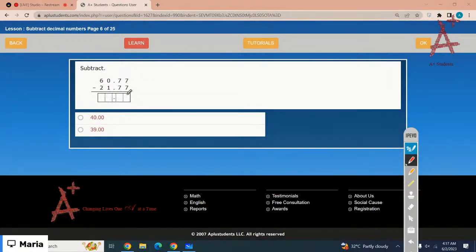7 take away 7 is 0, 7 take away 7 is 0, 0 take away 1, you cannot subtract 1 out of 0, so you have to borrow 1. Here you have 5 and here you have 10. So 10 take away 1 is 9 and 5 take away 2 is 3. It would be 39.0. Option number 2 is the correct option.